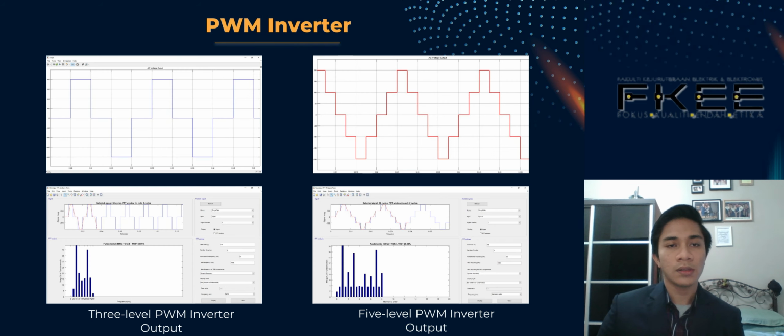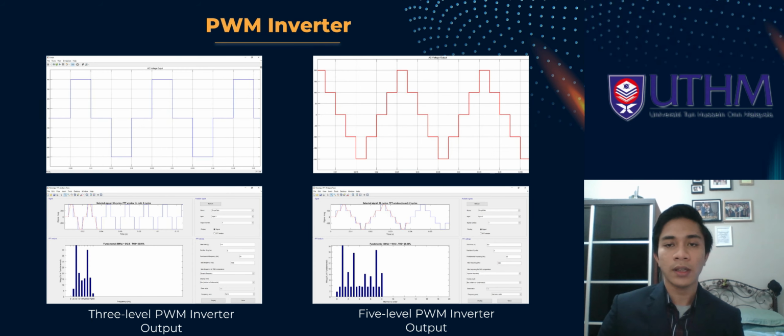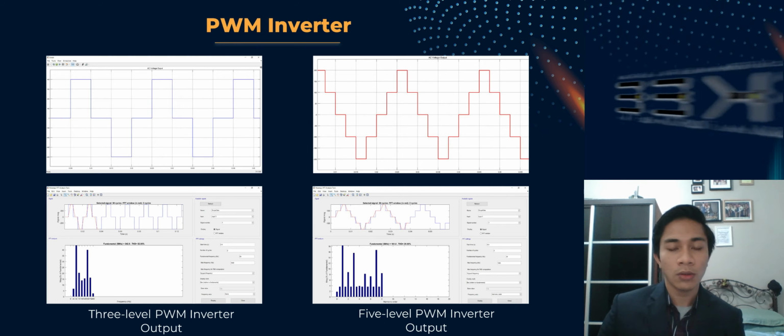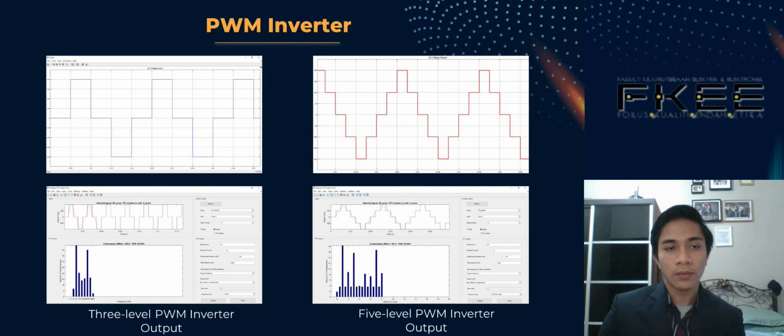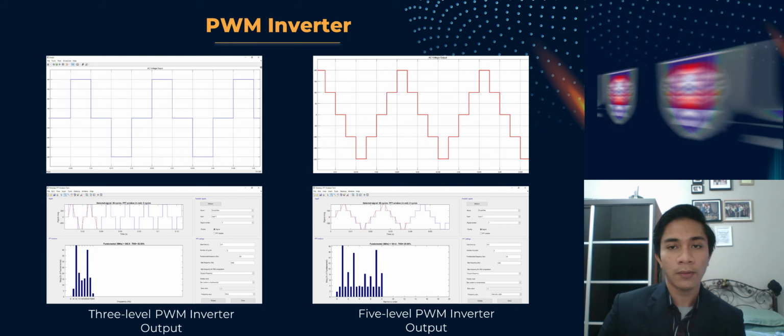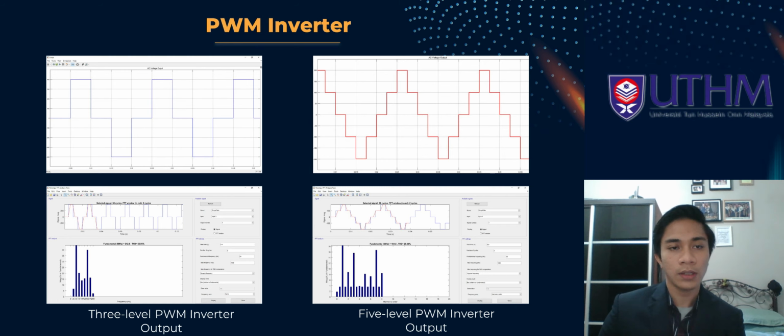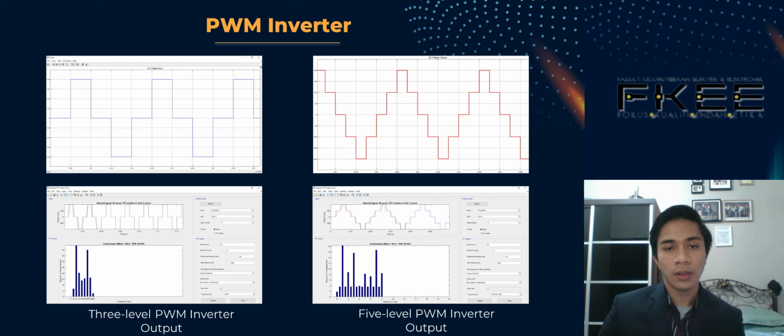Okay, so this is the output of the 3 and 5 level of PWM inverter. To check the level of the inverter, we can simply look into the waveform of the inverter. So as an example, at the 3 level of PWM inverter, we can see there are 3 levels of voltage at the waveform, 1, 2 and 3. And for the 5 level PWM inverter, we have 5 levels of voltage at the output waveform. So 1, 2, 3, 4 and 5.